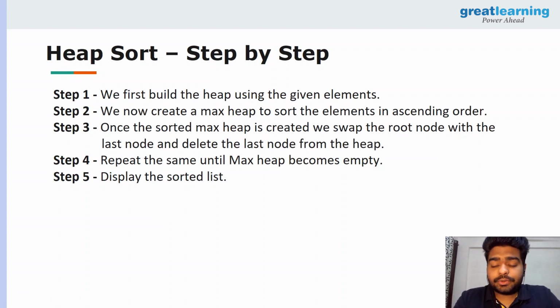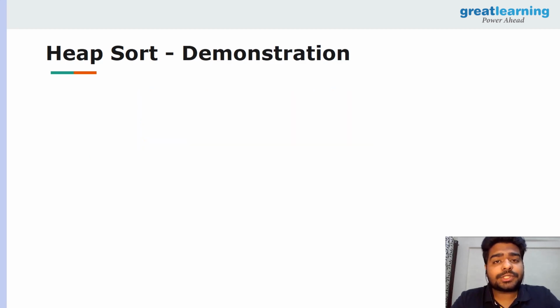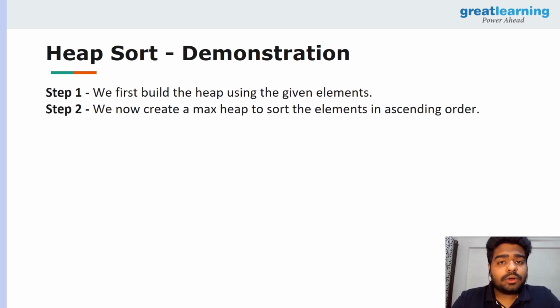So now let's move into the next topic, which is the demonstration. Here you need to focus a bit more, because now I will be taking one example and demonstrating how this sorting algorithm works. So remember the 2 steps which I told you. Let's revise those steps. Step 1 is we first build the heap using the given elements. And we then create a max heap to sort the elements in ascending order.